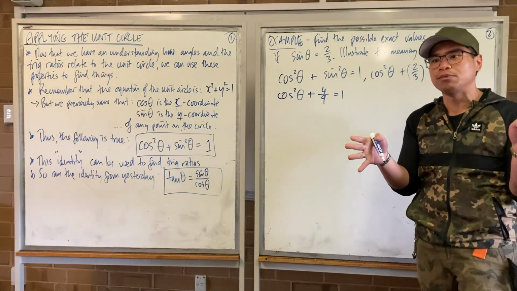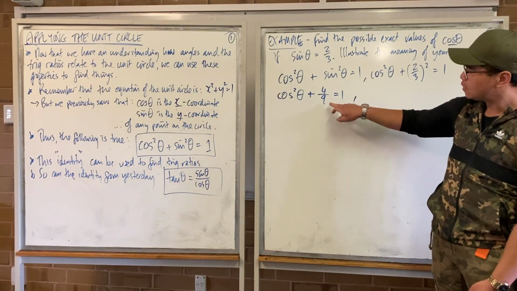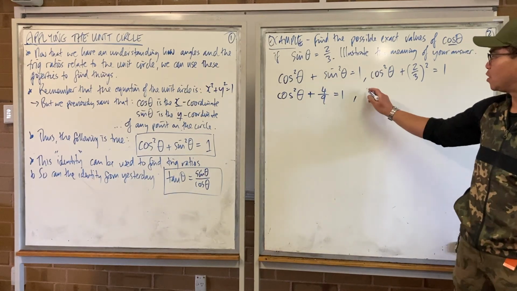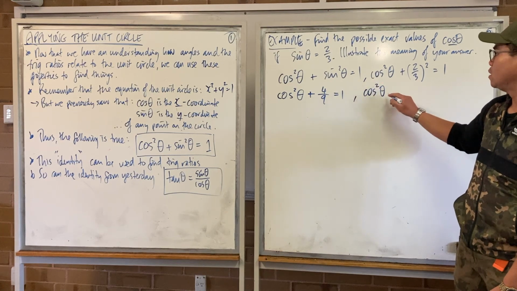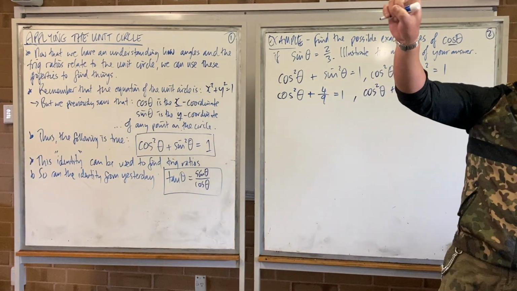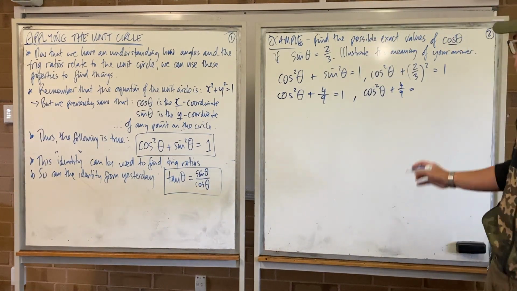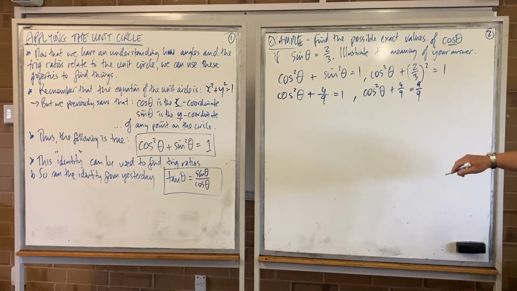So again, assumed knowledge. I'm going to rewrite this. I need this 1 to have the same denominator as 9. So cos squared theta plus 4 over 9 is equal to, if I have a whole 1, how many ninths is it? 9. So it's 9 over 9. Therefore, now can I take it away? Because they're the same denominator.